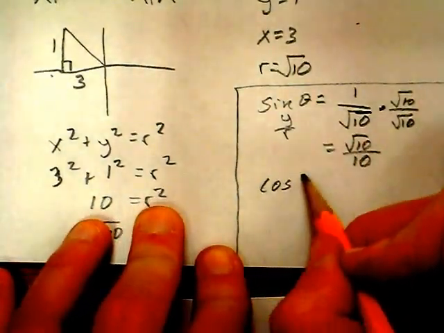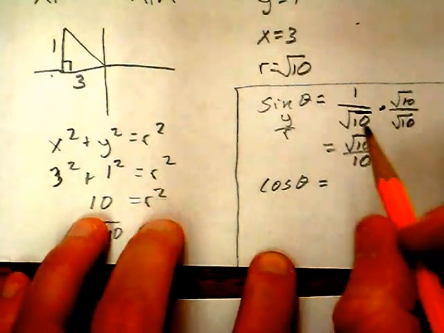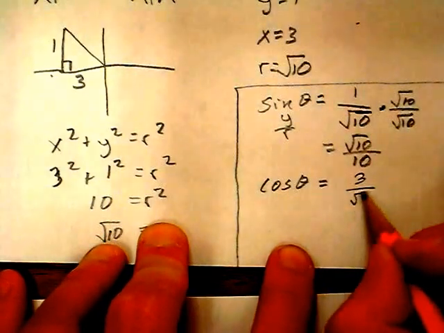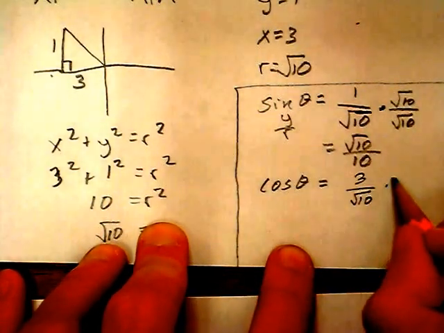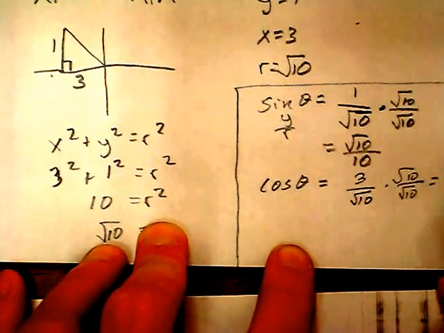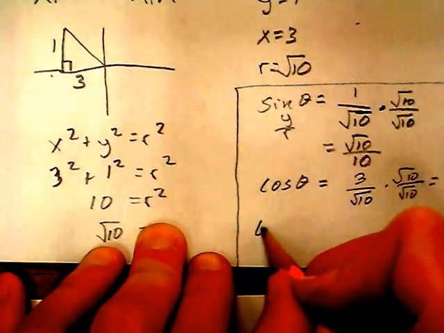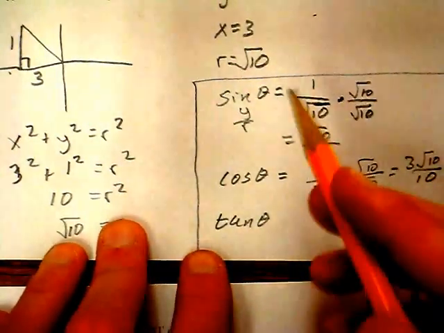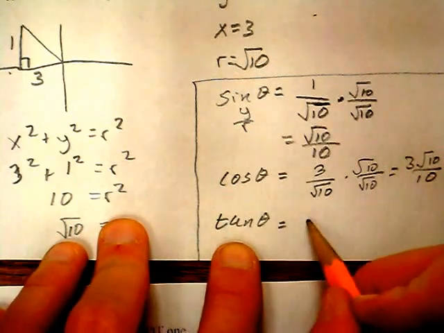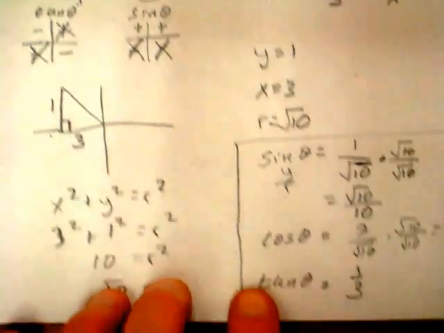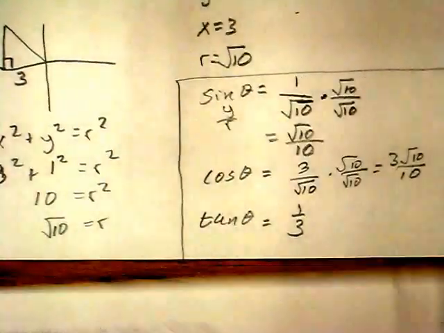The cosine of theta, the definition of cosine is x over r. So x is 3, and r is the square root of 10. But once again, we can't have a radical in the denominator. So my answer becomes 3 square roots of 10 over 10. Then I have tangent of theta. Tangent is y over x, so tangent is 1/3. And that confirms what we got, and we're going to come back and put our signs in the problem in a second. I'm going to have to do the other ones up here.